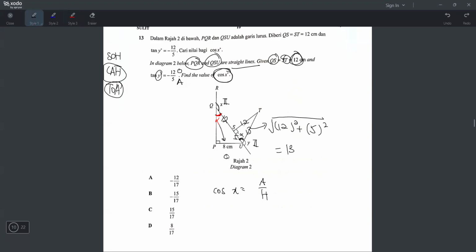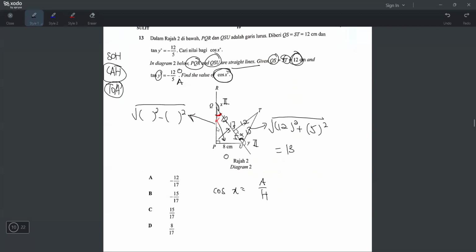So the opposite will be 8, and the hypotenuse will be 5 plus 12, which is 17. The adjacent, I don't have, right? But I can use the Pythagoras theorem to find the length here. We need to do that because later we have to substitute in the adjacent and hypotenuse, and now we don't know the adjacent. So it'll be square root of bracket square minus bracket square.